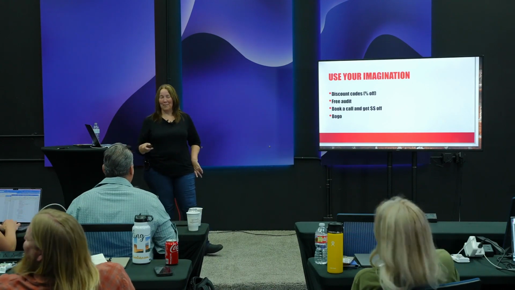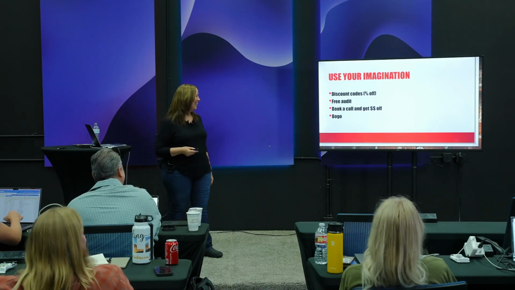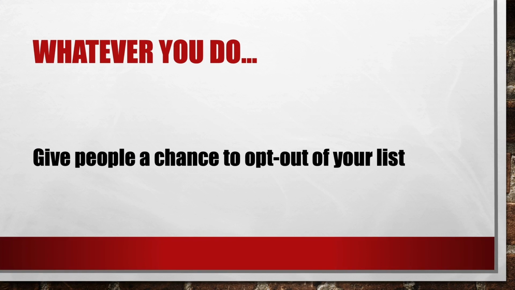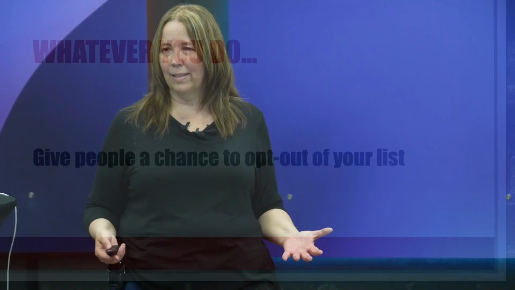So, buy one, get one. Okay. Or a congruent affiliate offer is also a great option. But whatever you do, just make sure you're giving people an option to get off your list. And then just try to make it a soft landing.